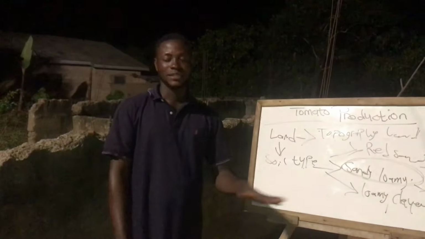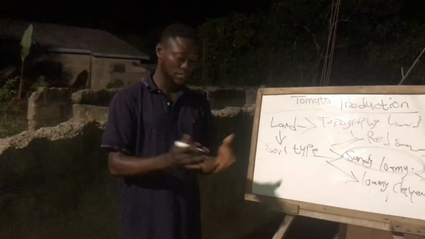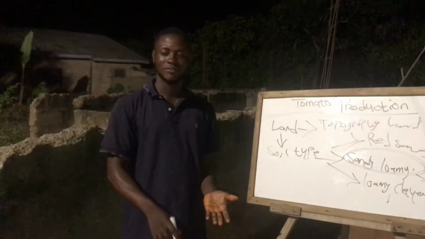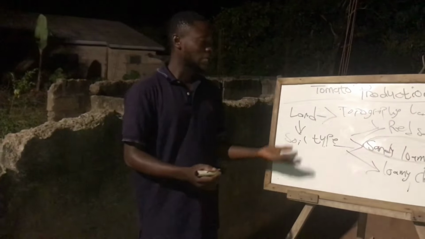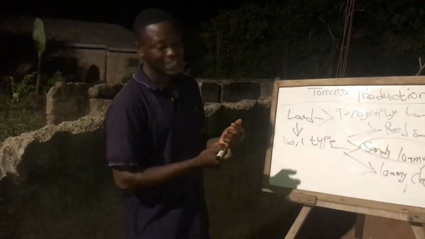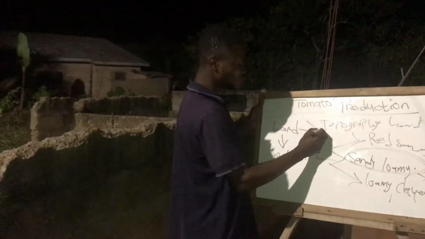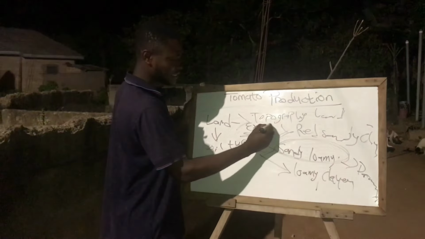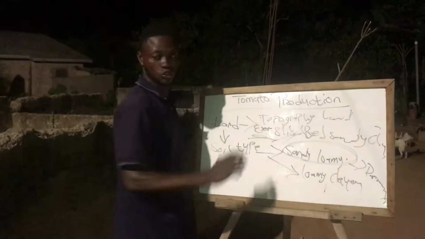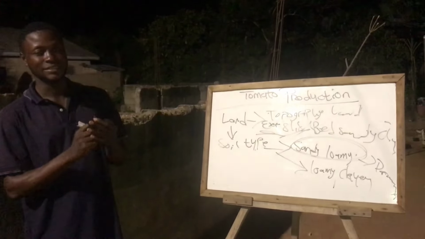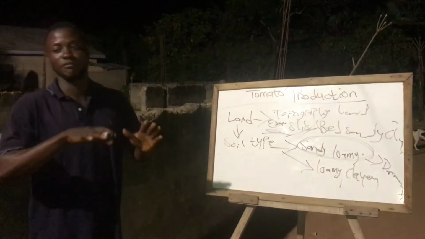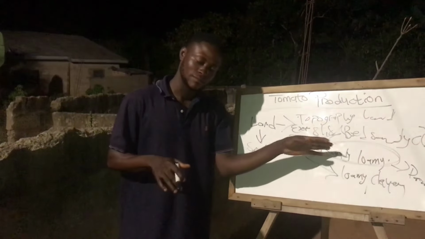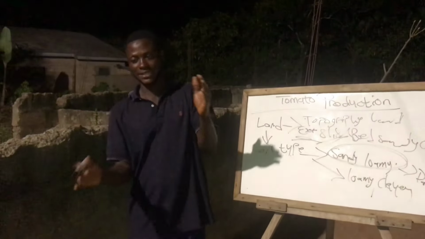We have a flat land, which is another topography. We have extremely sloped, we have lightly sloped. So sometimes you consider the land shouldn't be extremely sloped. It shouldn't be like this. It should be slightly sloped, or flat. But sometimes you consider the slightly sloped because there should be a drainage access.